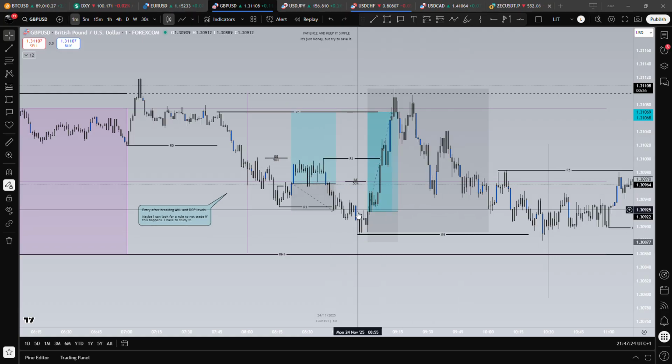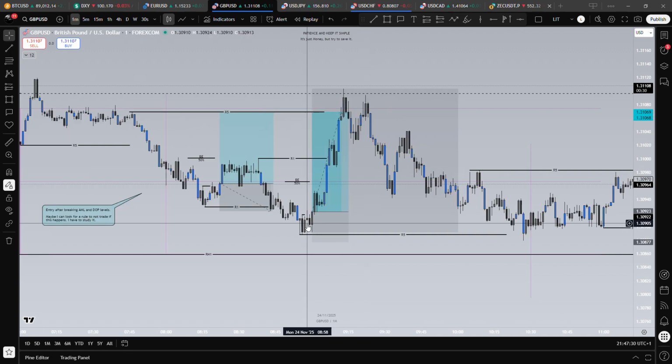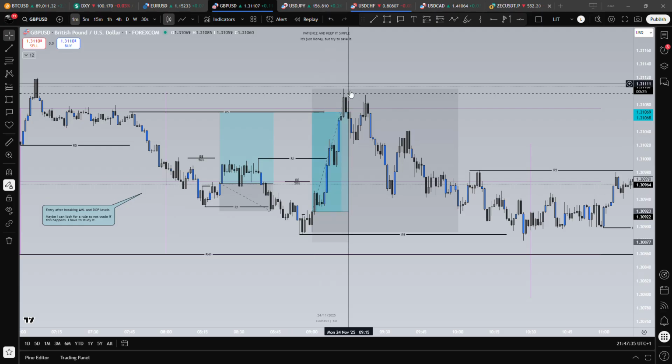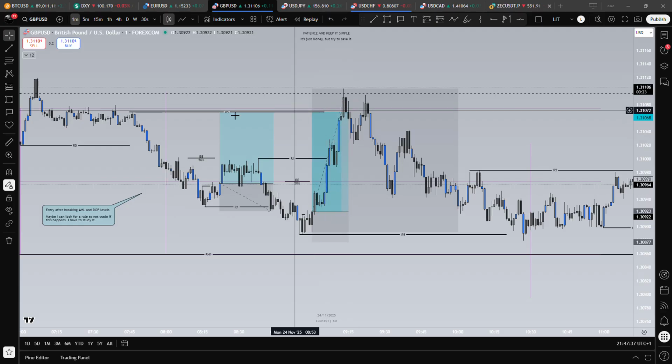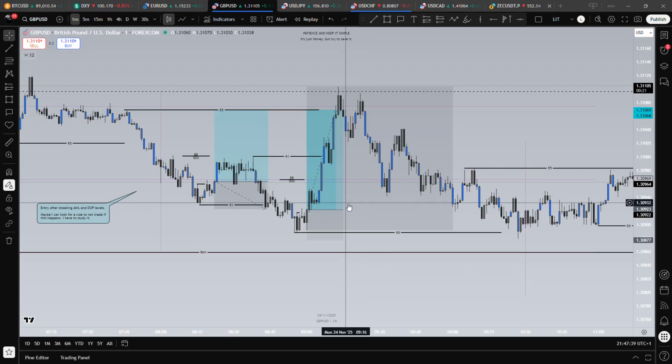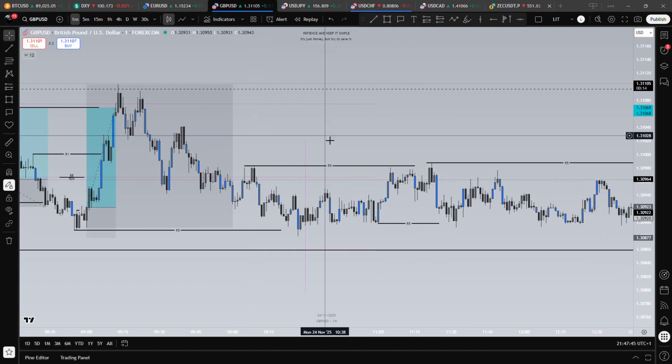And then we had another break here. Excuse me. Mitigation, and then another engulfing candle, and in this case we had the proper trade, and it went up to take the round liquidity on 5 that we had to the left. Okay. So no more trades here.